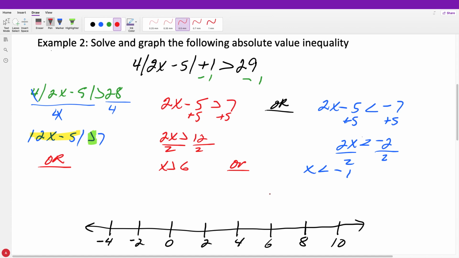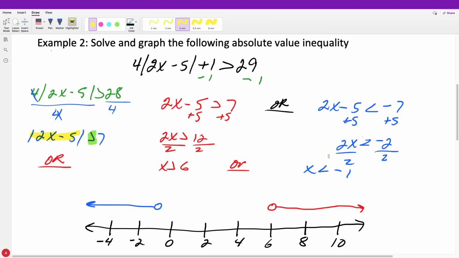The first one, x is greater than 6. So I'll put an open circle at 6. Greater than is going to the right. The next one, x is less than negative 1. So negative 1 will be halfway in between this negative 2 and 0. So I'll plot that point there and draw my graph. Since it's an "or" statement, I just need to look quickly to make sure that they're not overlapping, that it's not a special case, and that will be my answer.